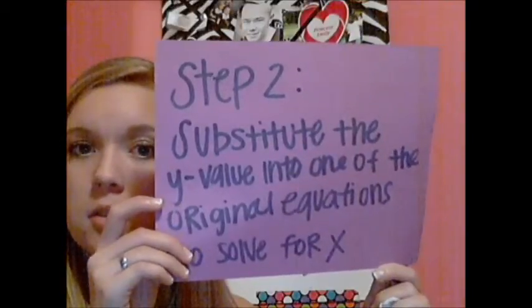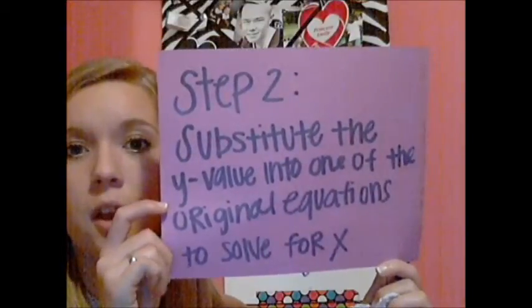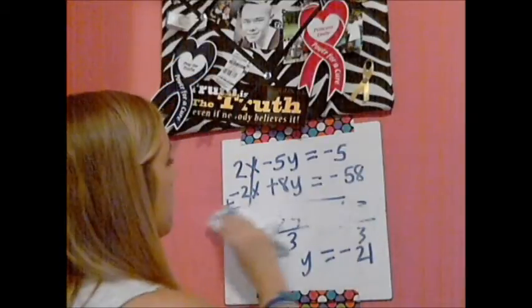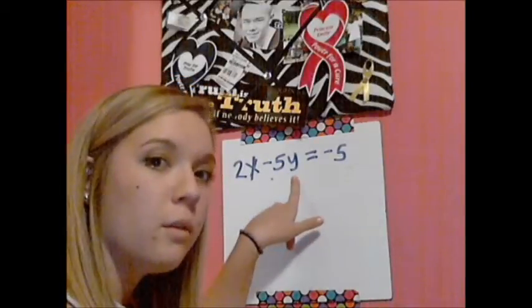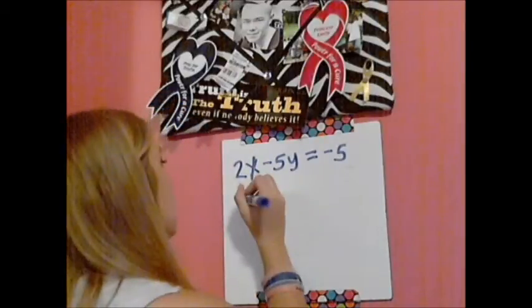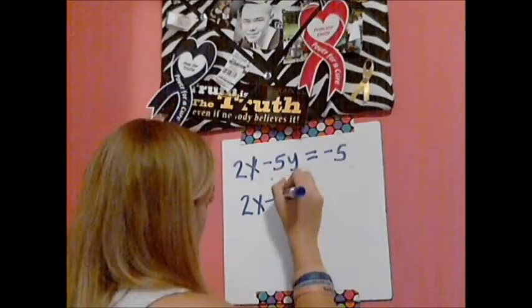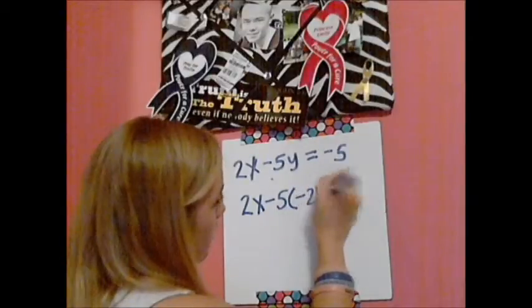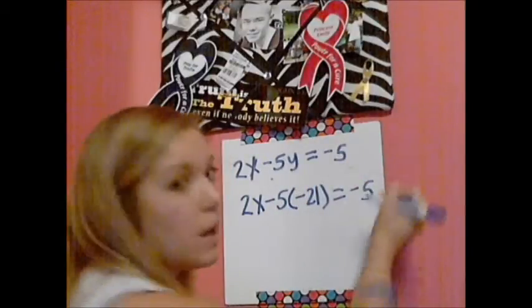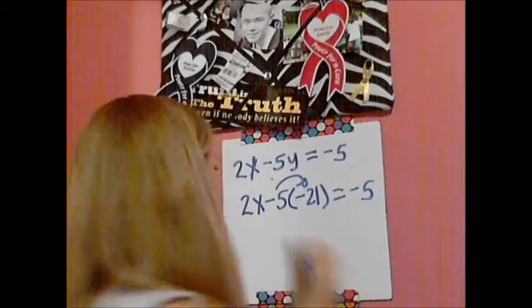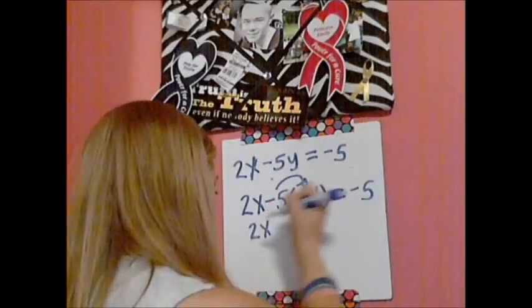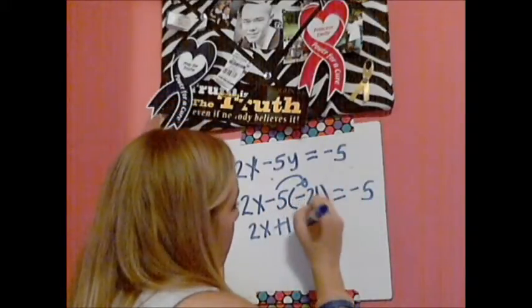Now the second step is to substitute the y value into one of the original equations to solve for x. I'm just going to take our first equation and plug in negative 21 for y. So I'm going to have 2x minus 5 times negative 21 equals negative 5. 5 times negative 21 is going to give me positive 105.